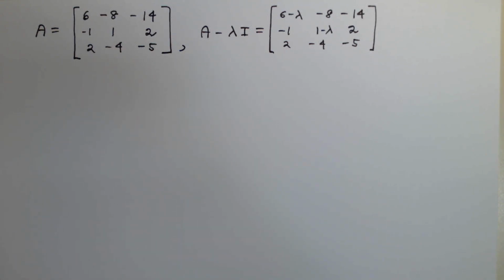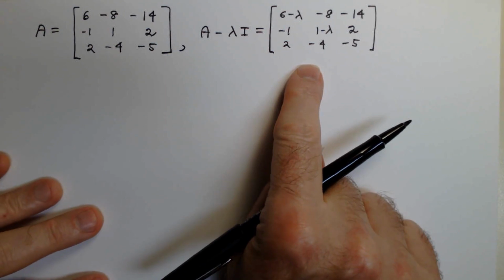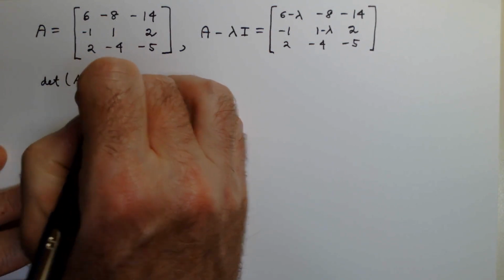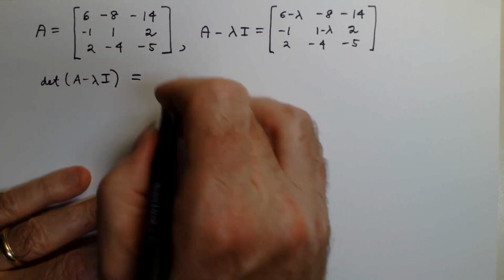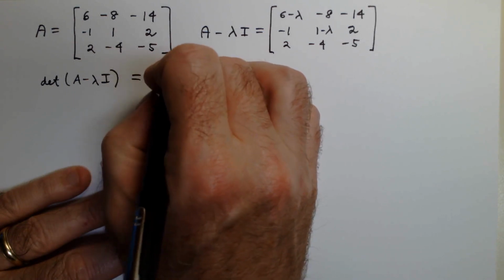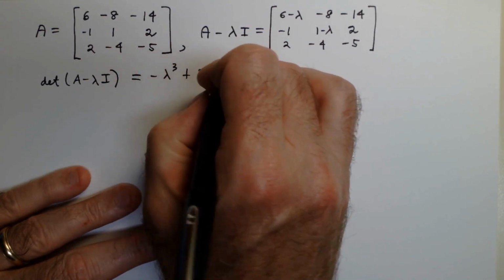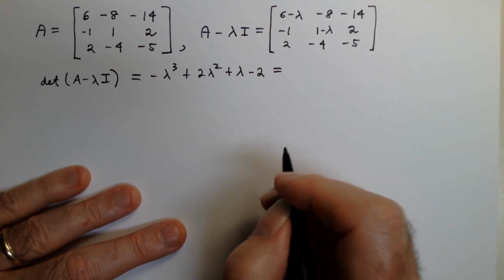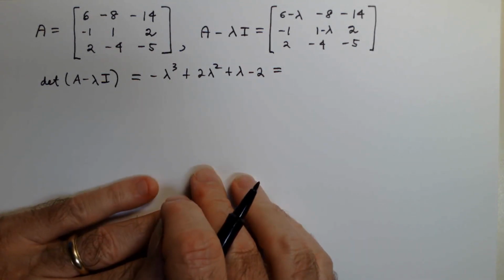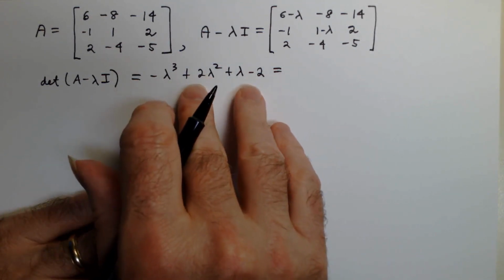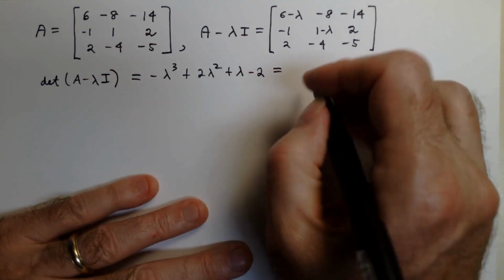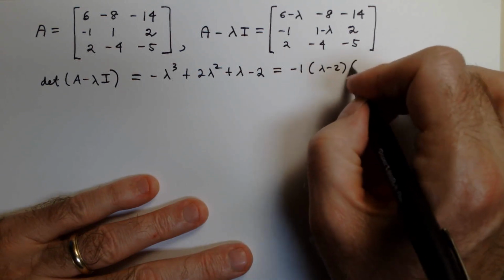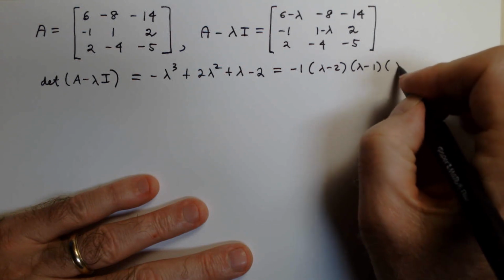Now, I'll spare you the details, but we have to calculate the determinant of A minus lambda I. And I will just show you, and you can check me on this. This is equal to the cubic polynomial in lambda, namely negative lambda cubed plus 2 lambda squared plus lambda minus 2. Now, we have to find the roots of this cubic polynomial, and that in general can be a hard problem, but in this case it's actually rather easy because this factors nicely as negative 1 times lambda minus 2, times lambda minus 1, times lambda plus 1.